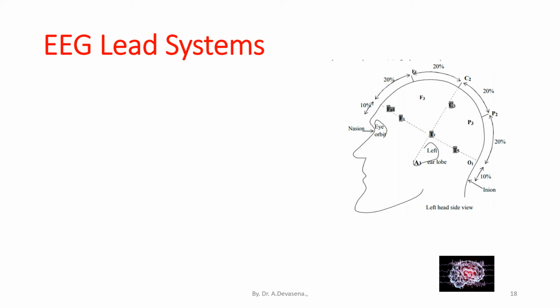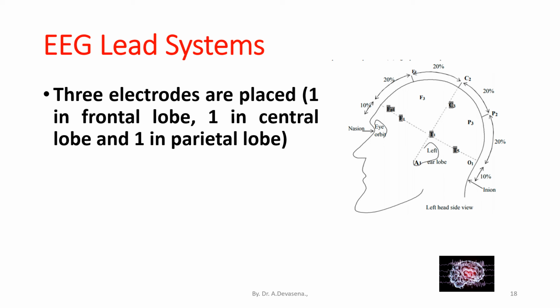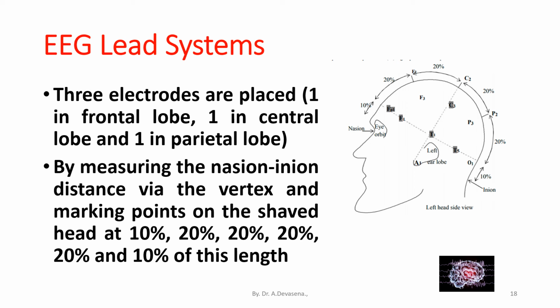EEG lead systems. Here is a representation of the electrodes that are placed over the skull. Let us discuss this EEG lead system. Three electrodes are placed, one in the frontal lobe, one in the central lobe, and one in the parietal lobe, by measuring the Nasion-Inion distance via the vertex and marking points on the shaved head at 10%, 20%, 20%, 20%, 20%, and 10% of this length.